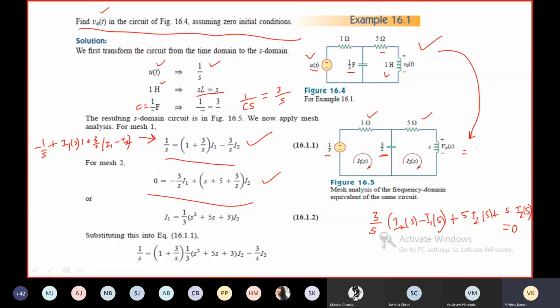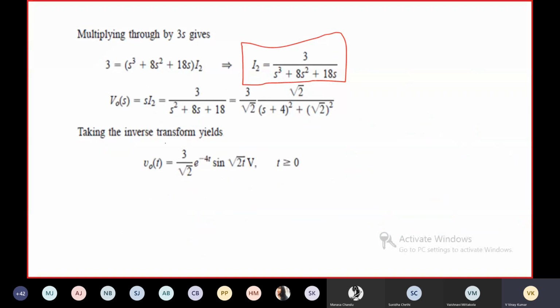V0 of S is equal to I2 of S into impedance of this. Impedance is what? S into L, S into 1. So I2 of S into S is V0 of S. So S I2 is V0 of S, which is equal to this multiplied by S, then you are going to get 3 by S square plus 8S plus 18. Okay, then you know how to solve this, right? S plus 8 by 2.